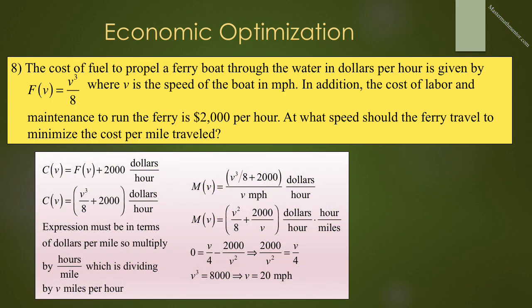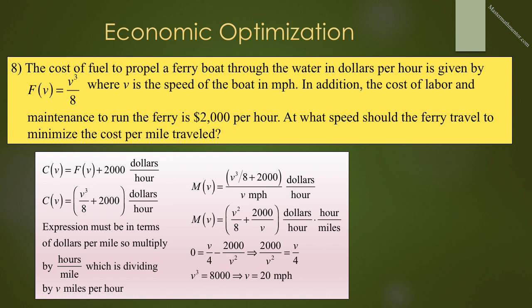This is a problem where units are very important. We talk about the cost to run the ferry in dollars per hour, which will be the cost of fuel plus the maintenance cost. And that will be f of v plus 2,000, or v cubed over 8 plus 2,000 measured in dollars per hour.